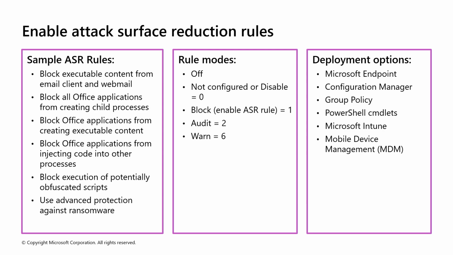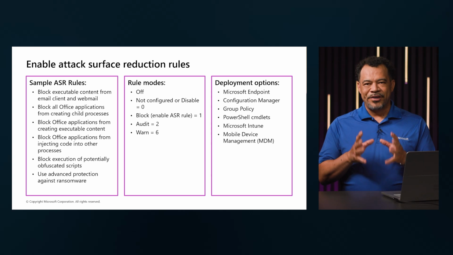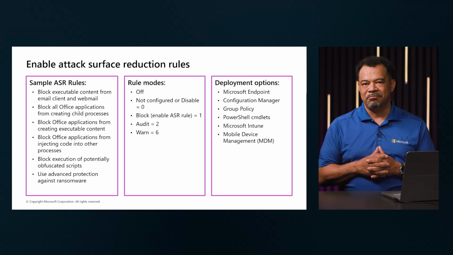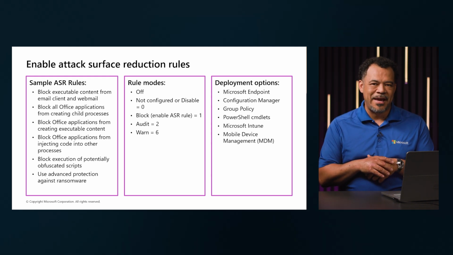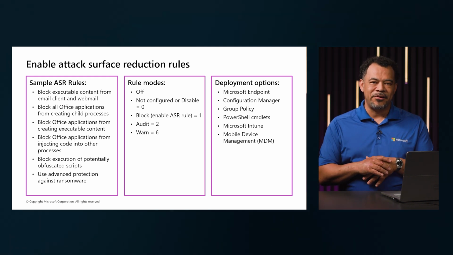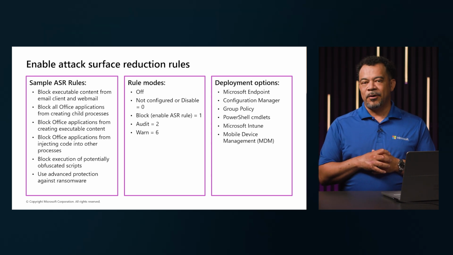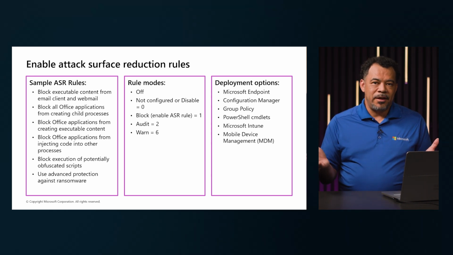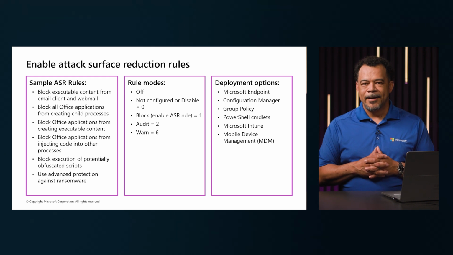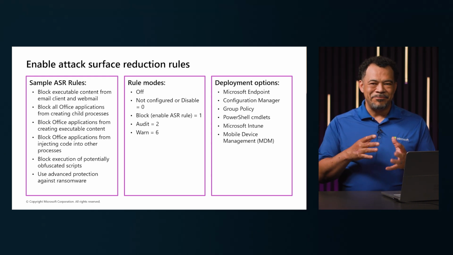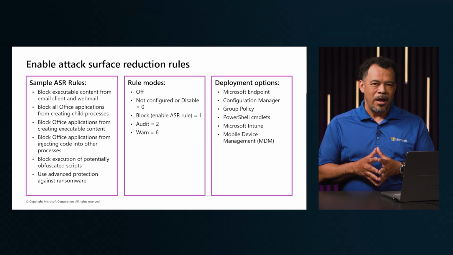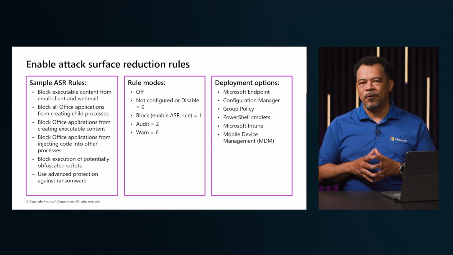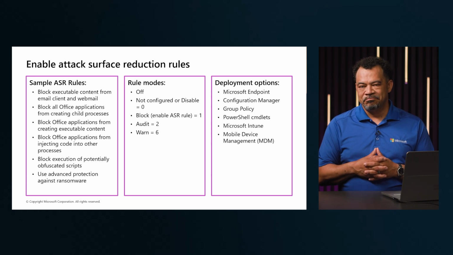ASR rules are a proactive way to reduce your exposure to threats. These rules help lock down common attack vectors, like blocking executable content from emails or preventing Office apps from launching child processes before attackers can exploit them. You have flexibility in how these rules are applied, and each rule can be set to different modes, like audit, block, or even a warning mode, so you can test their impact before fully enforcing them across your environment.